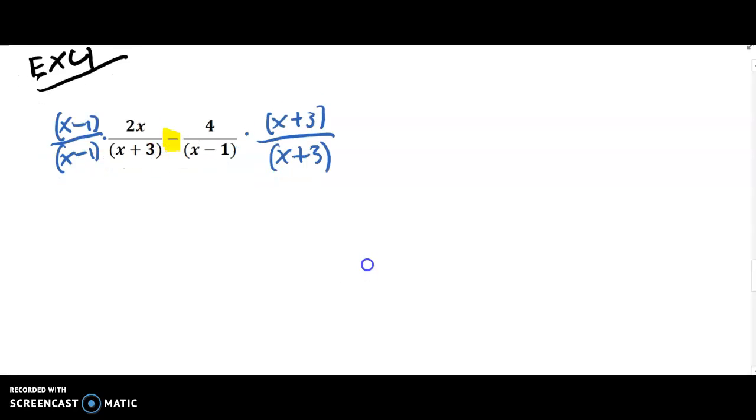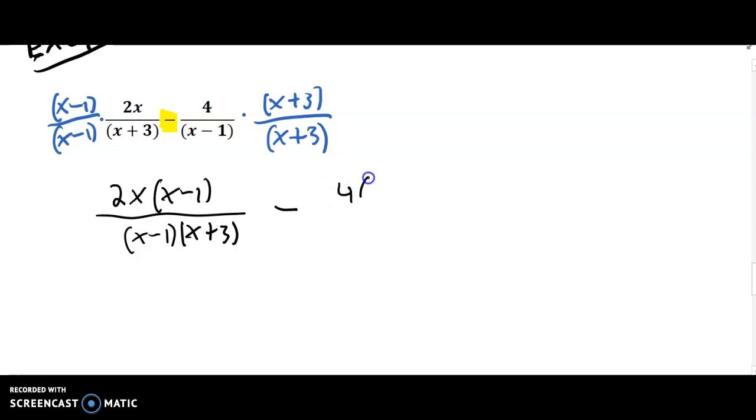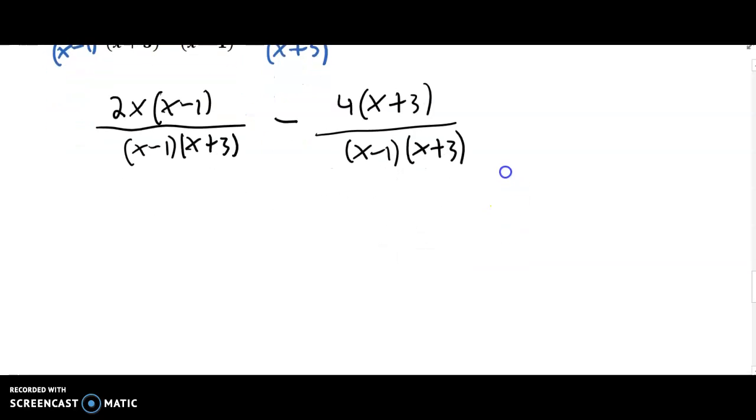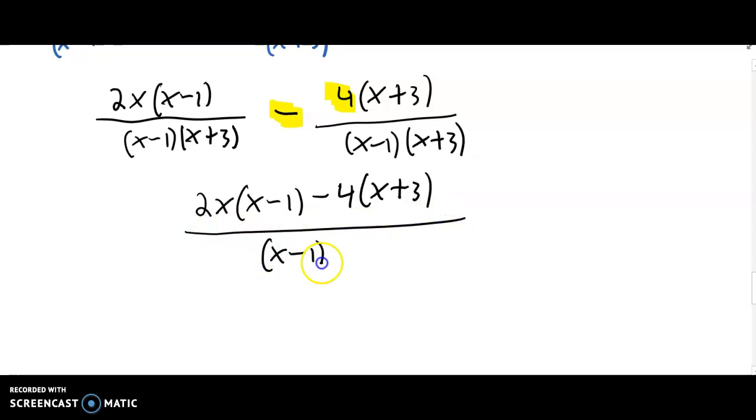Noticing that there's a minus sign here. So I have 2x times x minus 1 over our new denominator, x minus 1, x plus 3, minus 4 times x plus 3 over the same matching denominator. Denominators are now matching. We can go ahead and combine into a single fraction. This minus sign attaches itself to the 4 here. So we write minus 4 times x plus 3, and now they're together in the same denominator.